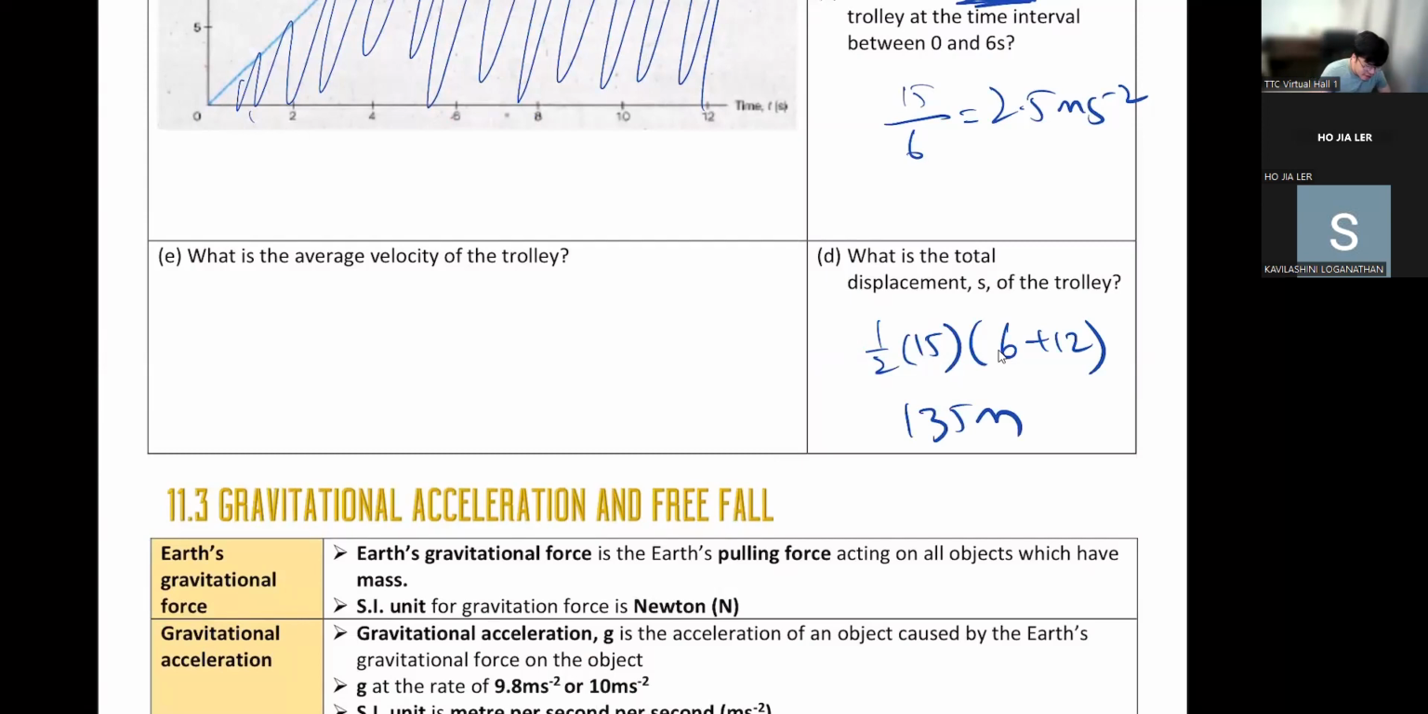Okay, so what is the average velocity? Again, average velocity, you have to find the total displacement divided by time. So what's the total displacement? We have it just now, 135. And the time is 12 seconds. So what's the answer here? This one I cannot calculate. So by estimate, this is 11 point something. Oh, 11.25, thank you. 11.25.